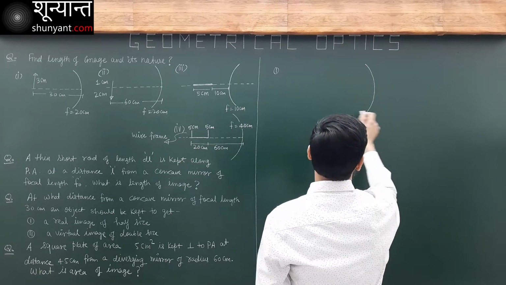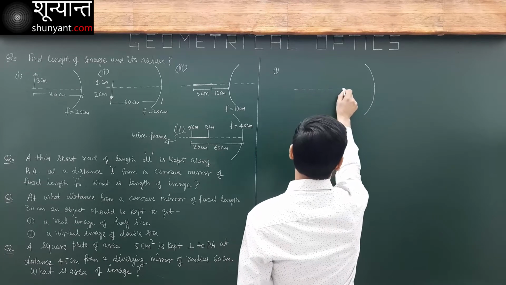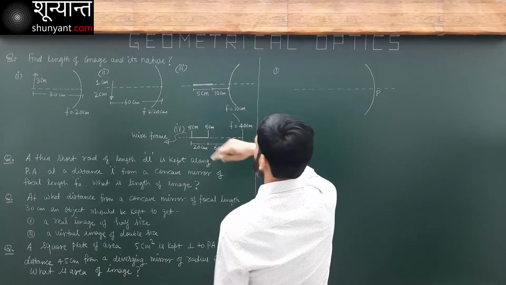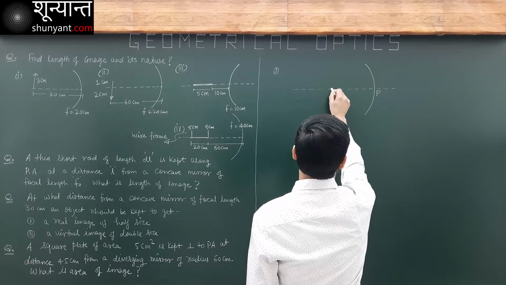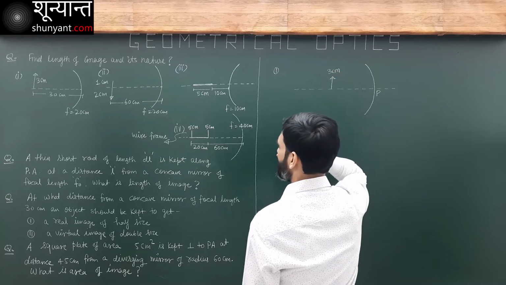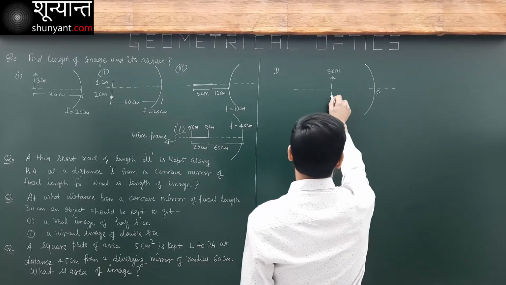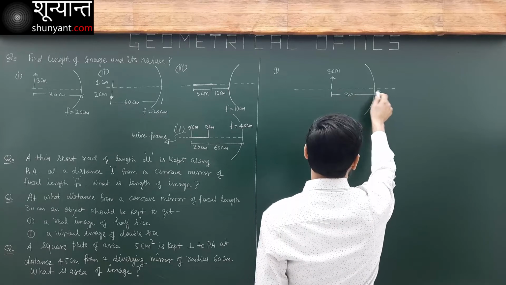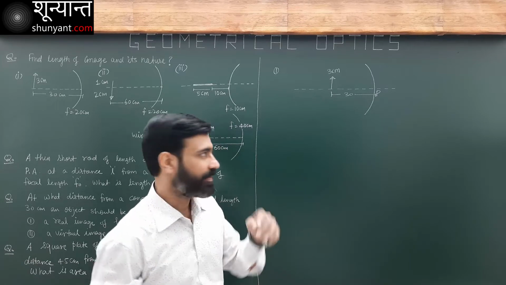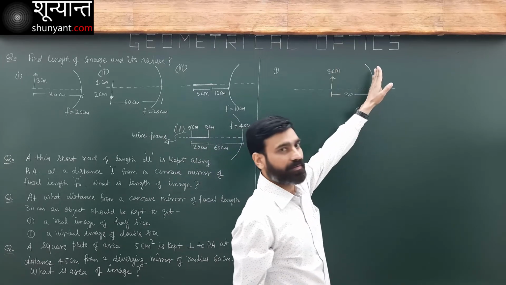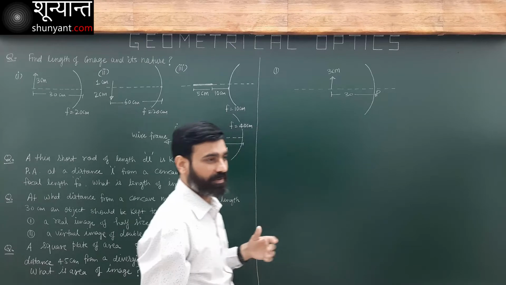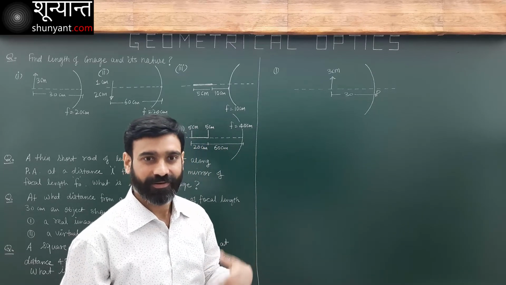This is my mirror, and the object is here. This is my pole. The object is kept at a distance of 30 centimeters. Let's say this is my object. The height of the object is 3 centimeter. This distance is 30. The light rays which will be responsible for the image will go towards the right, be reflected, and come back towards the left, and depending on whether they meet or not, I am going to have a real or a virtual image.